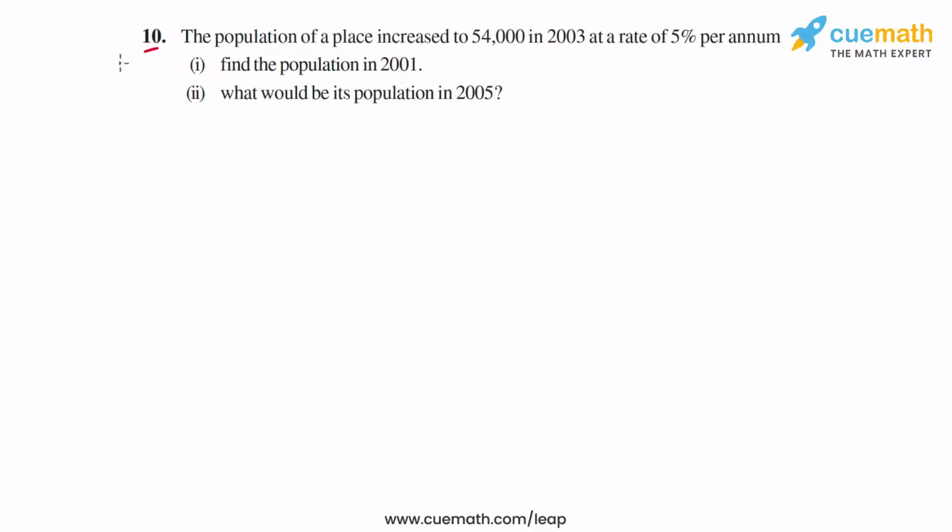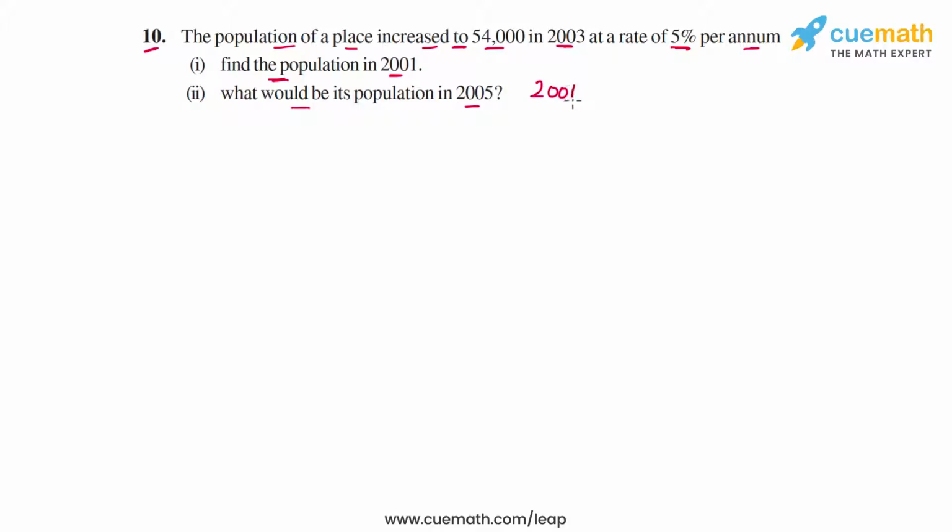Question 10 of this exercise is on population growth. Here's what it says. The population of a place increased to 54,000 in 2003 at a rate of 5% per annum. Then it says find the population in 2001, and it also says what would be the population in 2005. So the population is growing.